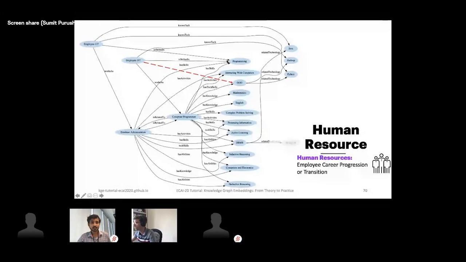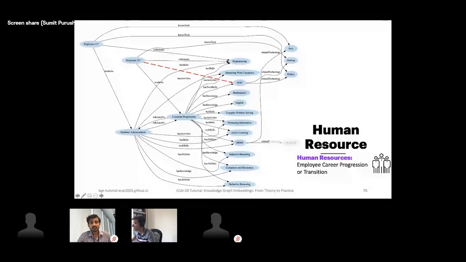So, for example, an employee knows some skills, works on some activities, and for a role, these are the activities that are usually done. So if you have a graph like this, you can say, as an employee, I want to progress further in my career. I'm good in programming, I'm skilled in Hadoop and so on, but say I want to progress further in my career.